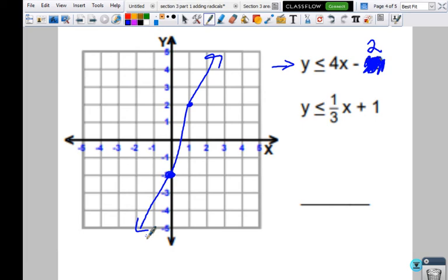What are we going to do next, Allison? After that, you are going to pick a point. 1, 1. Okay, 1, 1 will work. It's close to the line, but it's not on the line, it looks like. I got -6, and that is false.